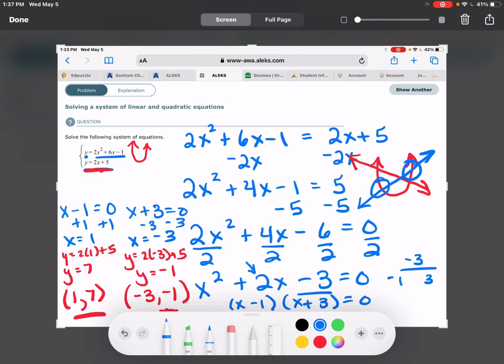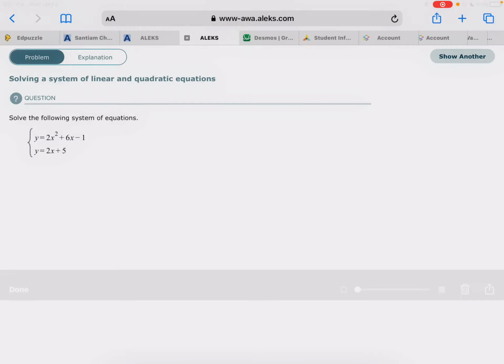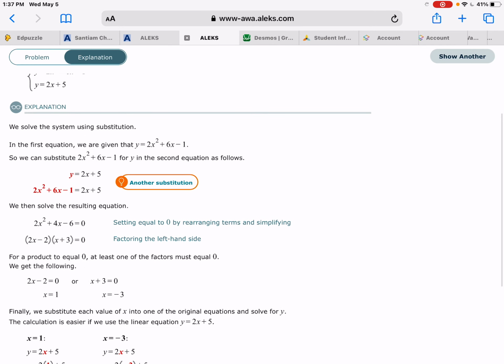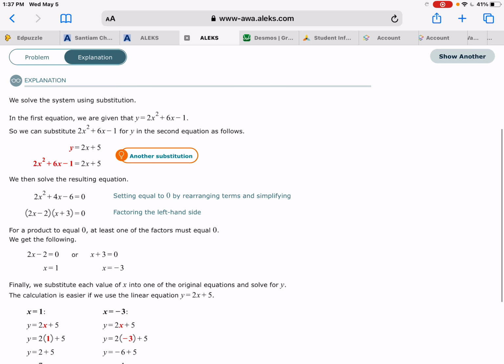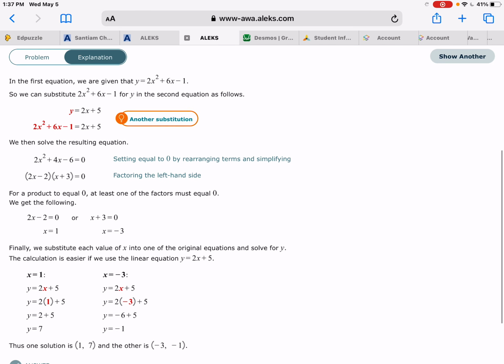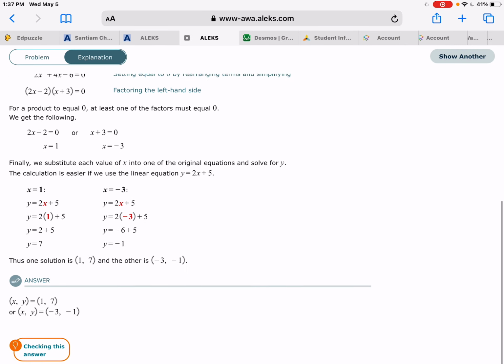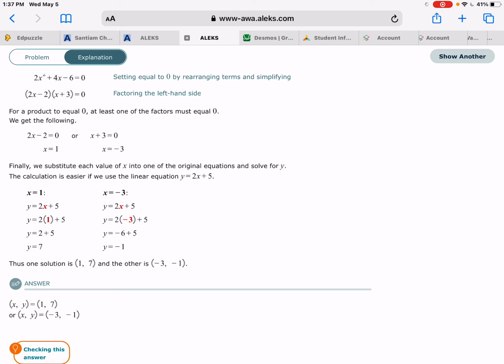So let's go ahead and delete the screenshot, have a look at the explanation so we can see how they did it. Interestingly, they went ahead and factored with the 2 in place, got the same answer, and there we go.